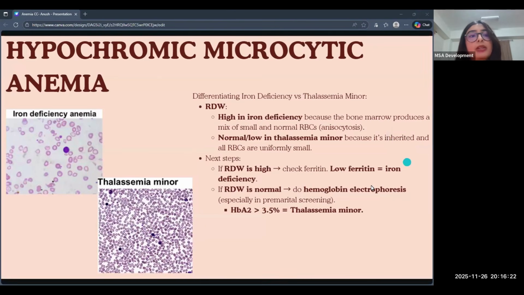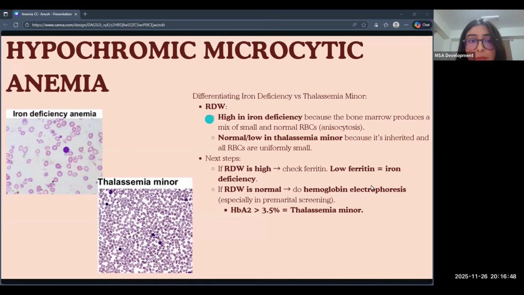Okay, now let's talk about hypochromic microcytic anemia. Hypochromic microcytic means MCV is low, MCH is low. So we know it's either IDA or thalassemia minor. How do you differentiate between these? You can differentiate based on the pictures. Pictures are very important because they will come in the OSCE and in the MCQs. Now, how do you differentiate if the pictures are not given?